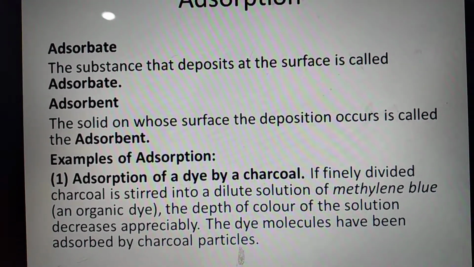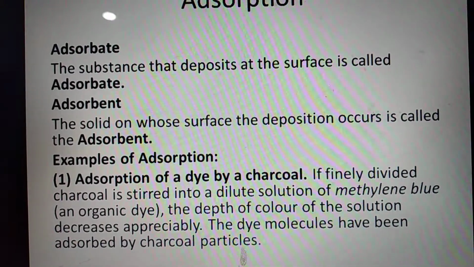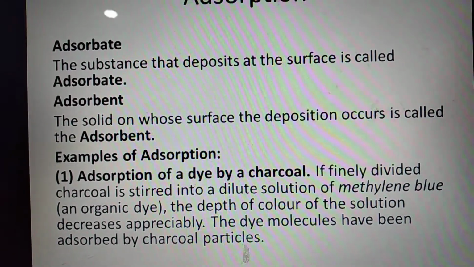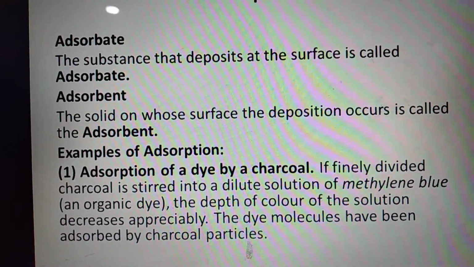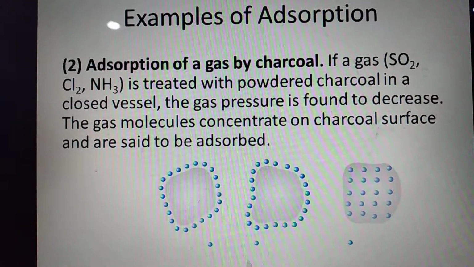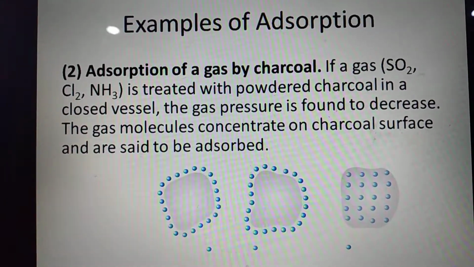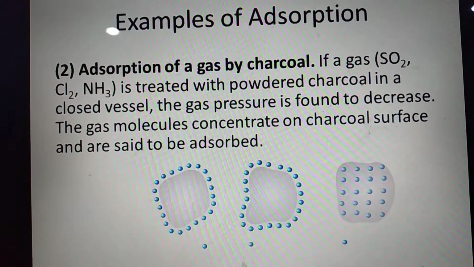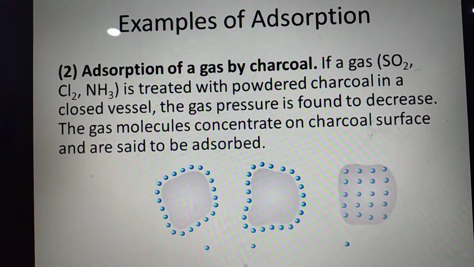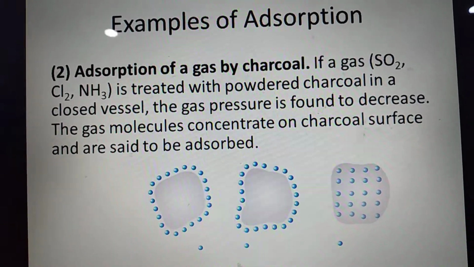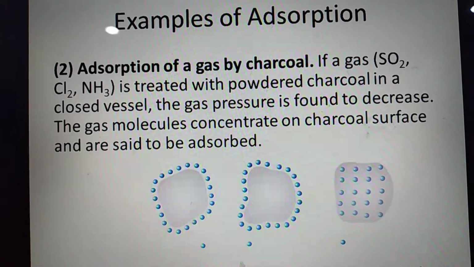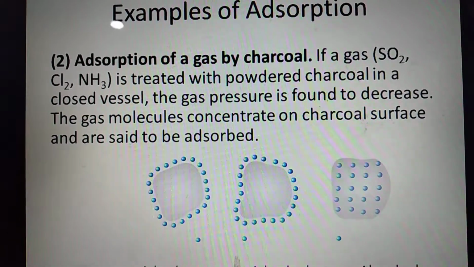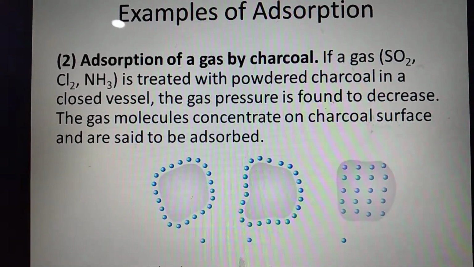A finely divided charcoal is stirred into a dilute solution of methylene blue, an organic dye, and the depth of the color of the solution decreases appreciably, because the dye molecules have been adsorbed by the charcoal particles. Another example is the adsorption of a gas by charcoal. If a gas, for example sulfur dioxide, chlorine or ammonia, is treated with powdered charcoal in a closed vessel and the gas pressure is found to decrease, the gas molecules have concentrated on the charcoal surface and are said to be adsorbed.